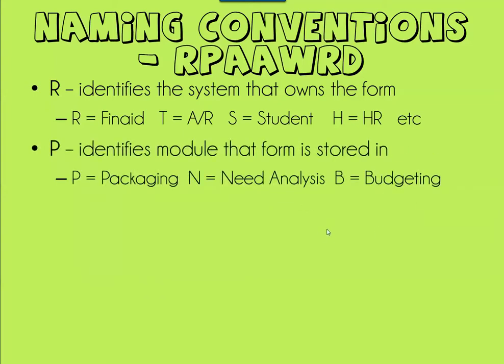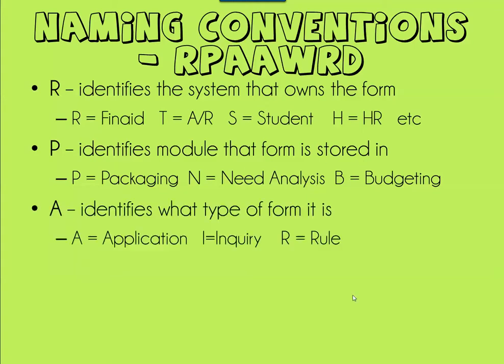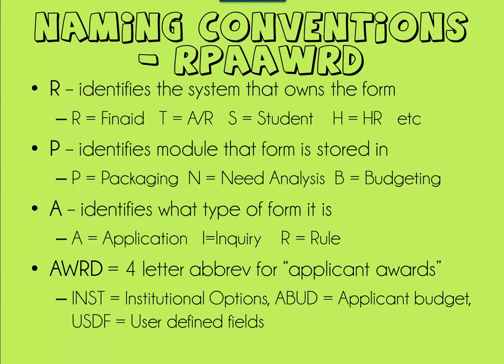The second letter identifies the module this form is stored in, which I just walked you through. So RPAAWDS is in the packaging and disbursement module, so it gets a P. The third letter identifies what type of form it is. Is it about a student application? Is it a report or an inquiry? Or is it a rule? And then the last four letters are an abbreviation for what the form actually is. So in RPAAWDS's case, it stands for Applicant Awards.